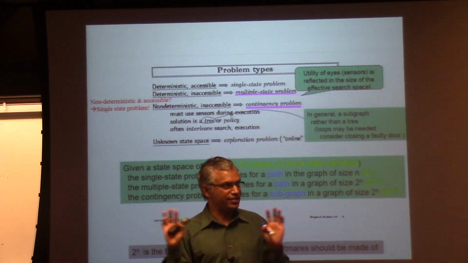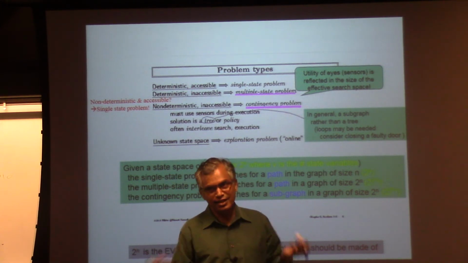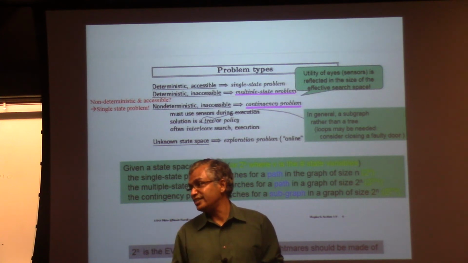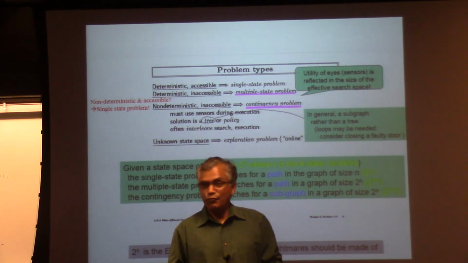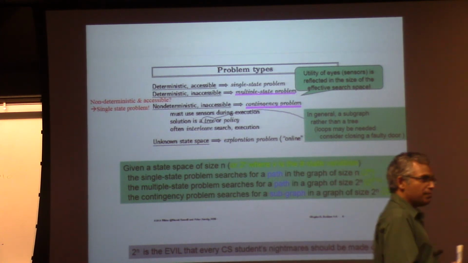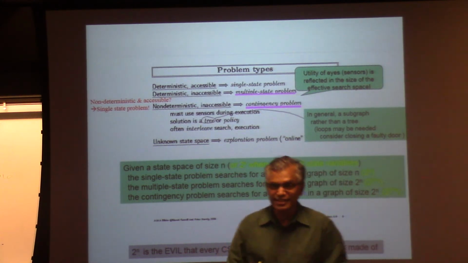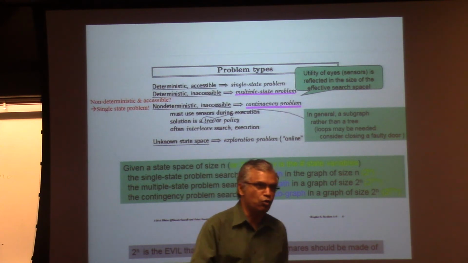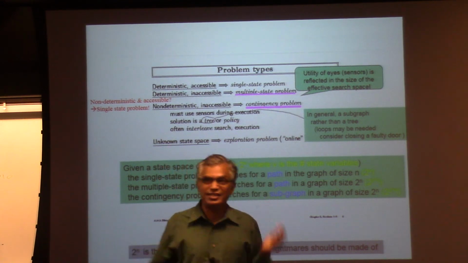Did you guys understand what I just said? If you lose eyesight, if you're in a world with 8 states, you're suddenly now in a world with 2 power 8 states. If you are in a world with 8 states, but your action, which used to be deterministic, now became non-deterministic, that means when you try to go left, you sometimes go left, sometimes just stay where you are.